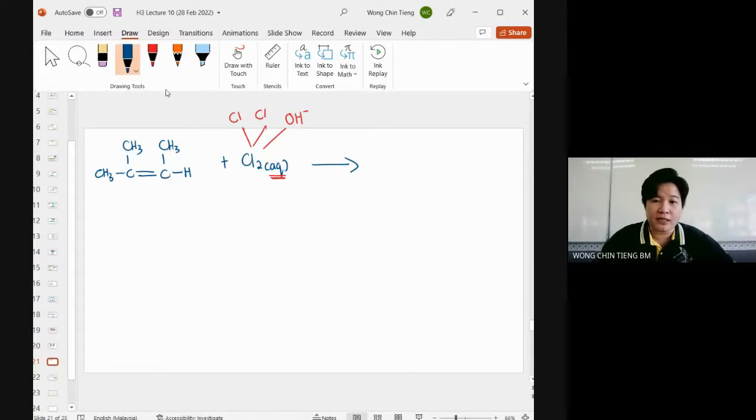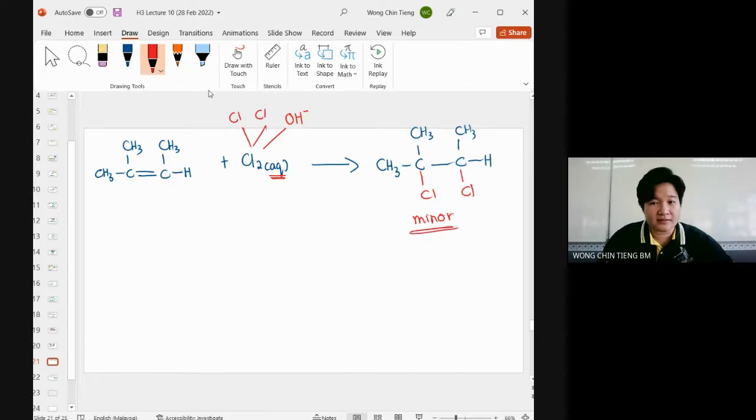Produk pertama adalah the minor. Saya tulis yang minor dulu sebab yang minor yang kamu senang nak nampak. Yang minor adalah yang paling senang. Kita letak Cl, Cl. But this is the minor. Bila Miss Wong kata minor, bermakna dia sikit. Alright, this is only the minor.